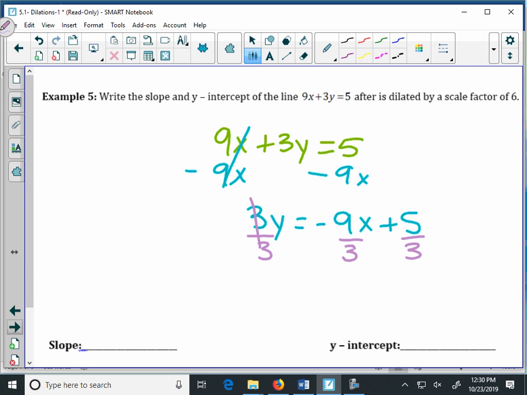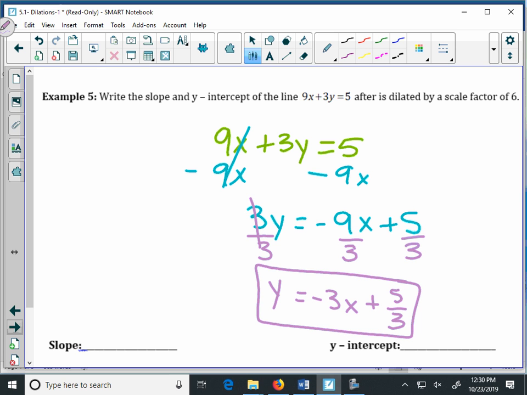When we do that, we get y is equal to, what's -9 divided by 3? -3. And then does 5/3 simplify or divide evenly, or you get a nice clean decimal when you divide? No, you get like 2.6 repeating, right? So when that happens, leave it as a fraction. Just leave it like that. So that is the equation of our original line in y equals mx plus b form.